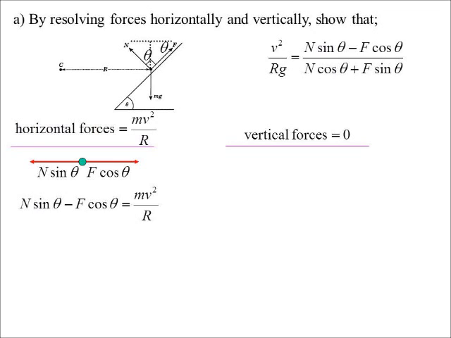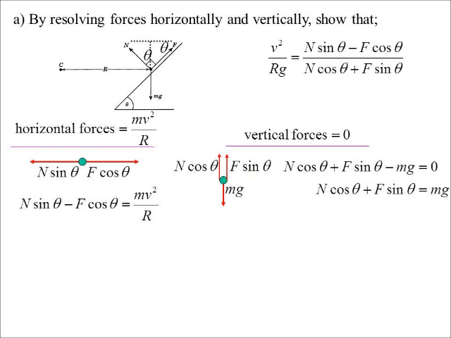Now let's have a look at vertical. Component of the normal force going up, component of friction going up. And the force due to gravity, which we now know is called weight, is going down. So n cos theta plus F sine theta minus mg will equal 0. So I'll make that equal to mg.